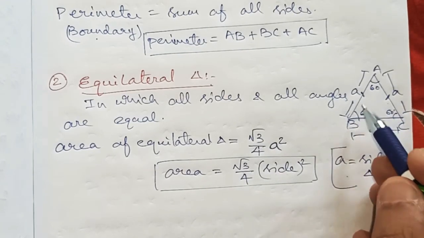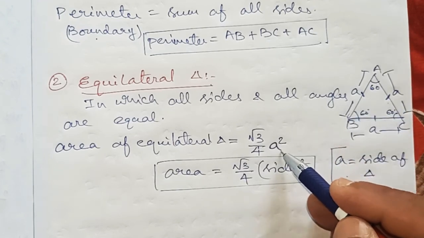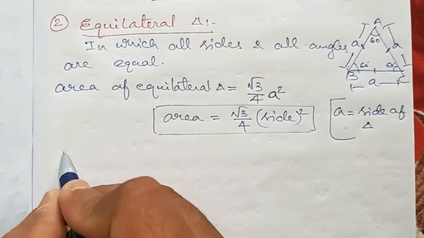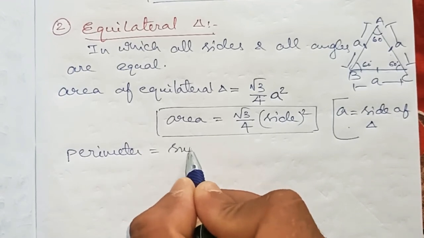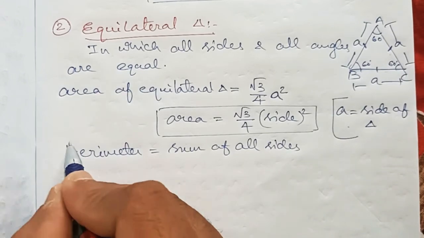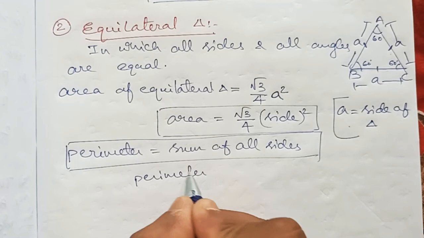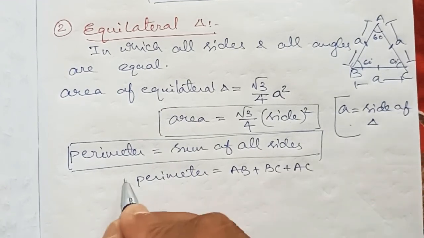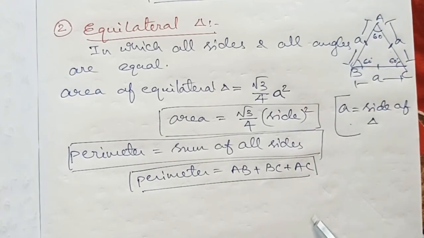Suppose the side is 5, you write here 5 square. Suppose the side given is 10, you take it as 10 square. Very easy to find. Now the perimeter. As I already told you, the perimeter of any figure is the sum of all sides. That is, the perimeter of this triangle will be AB plus BC plus AC. By adding three sides, we have got the perimeter of the equilateral triangle.